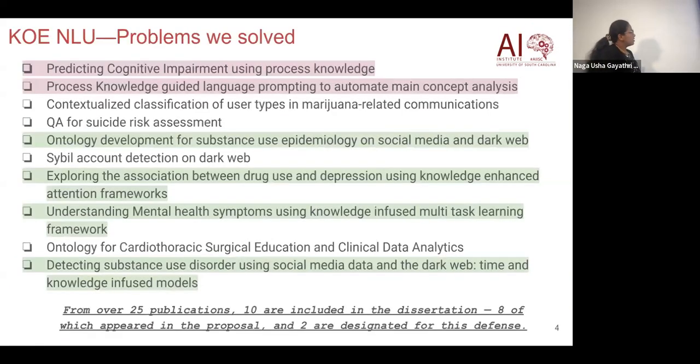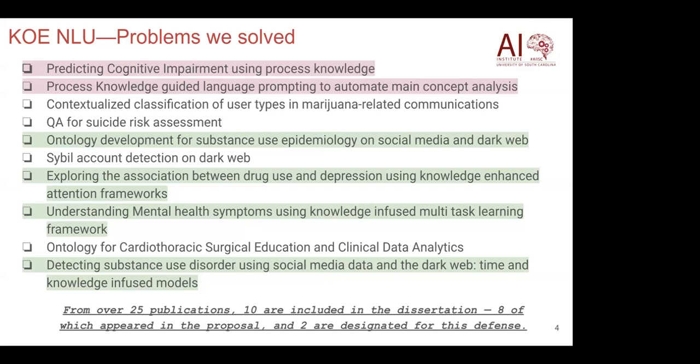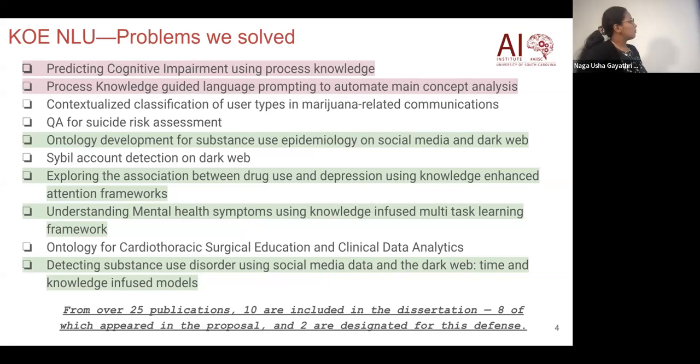So coming to the problems we solved. The ones highlighted in green already appeared in the proposal. From over 25 publications we have, 10 are included in the dissertation, 8 of which were already discussed in the dissertation proposal. The first 2 are designated for this defense. So we're going to discuss process knowledge to predict cognitive impairment, and also process knowledge guided language prompting to automate MCA. Those are the problems we'll be discussing today. The others we'll be discussing briefly in comments.